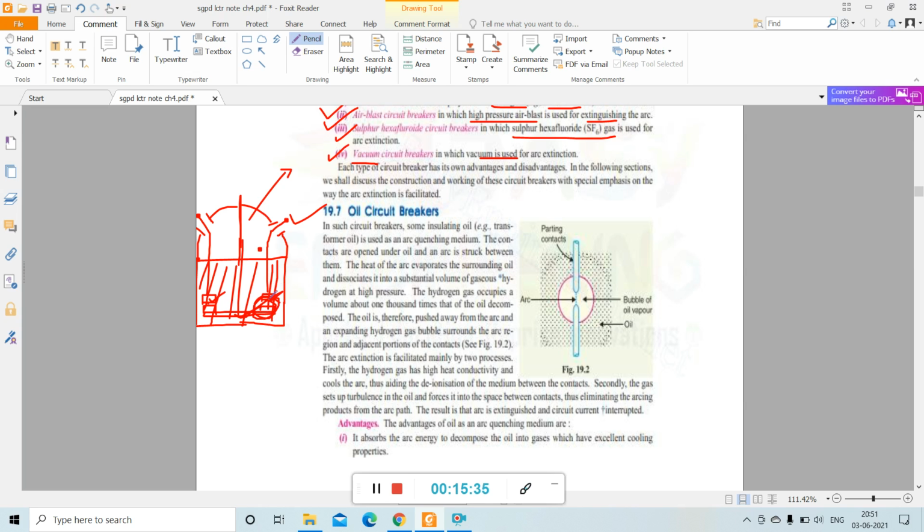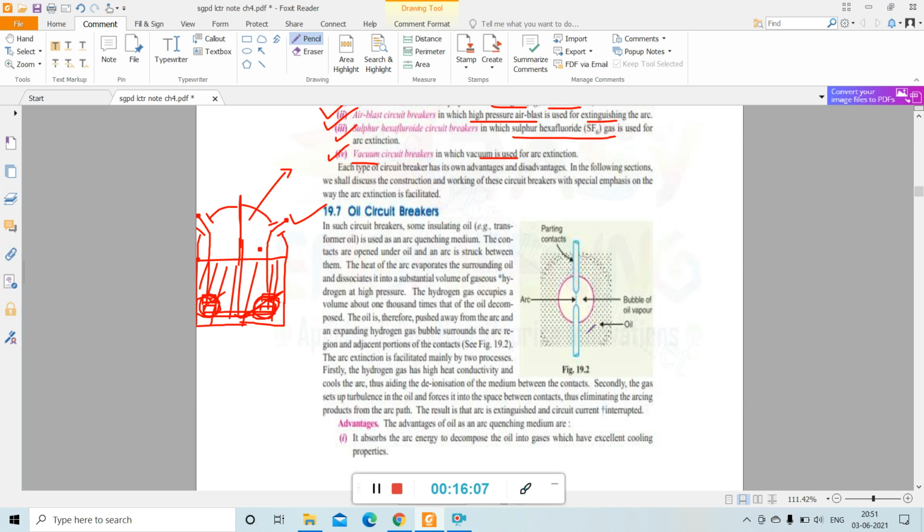Okay, so in this surrounding area, what happens? The heat of the arc evaporates the surrounding oil and dissociates it into a substantial volume of gaseous hydrogen at high pressure. That means the heat of this arc evaporates this oil and converts it into hydrogen gas, okay, at high pressure.